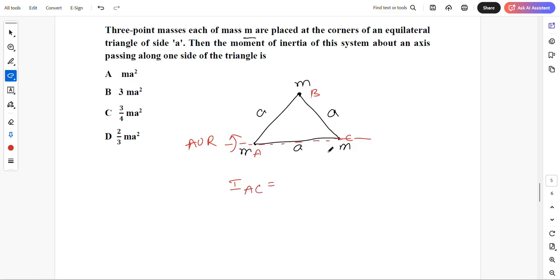IAC is equal to, now what is the formula? I is equal to m into r square. Now the contribution of this mass and this mass will not be there because they are lying on the same axis of rotation. Where is the other mass? Another mass is here, at a distance of how much? If this is A and A, this will be A by 2, right? And this will be A by 2, right? Because this whole distance is A. Since this is an equilateral triangle, all sides are equal, right?